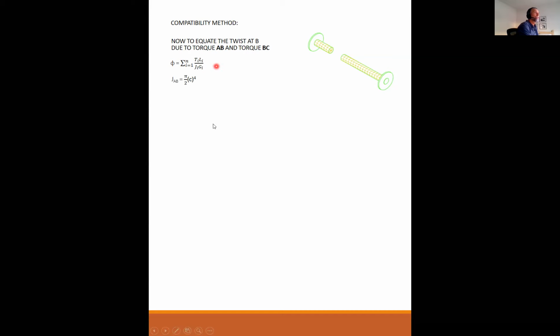So in order to use this, I need to know what my polar moment of inertia is. JAB is equal to pi over 2 C to the 4th. And this was a 2-inch diameter rod, so C is 1 inch. So J is 1.571 inches to the 4th. And JBC is the same rod, so JBC also equals 1.571 inches to the 4th.